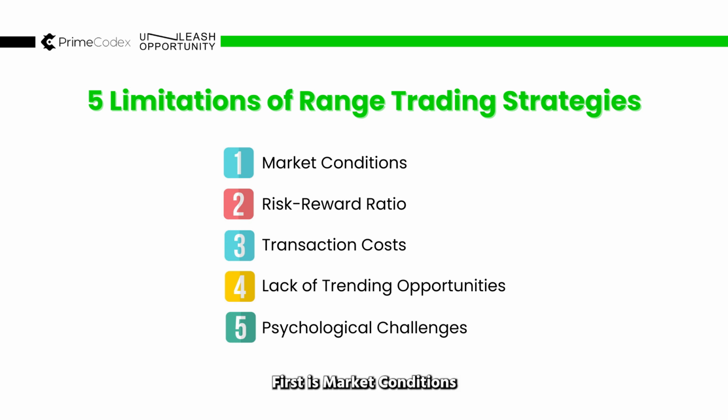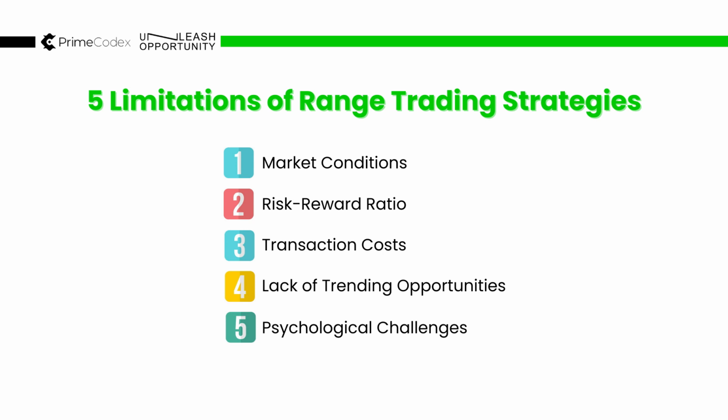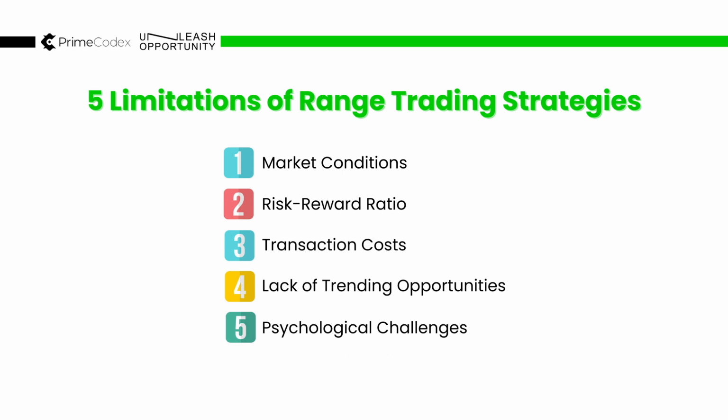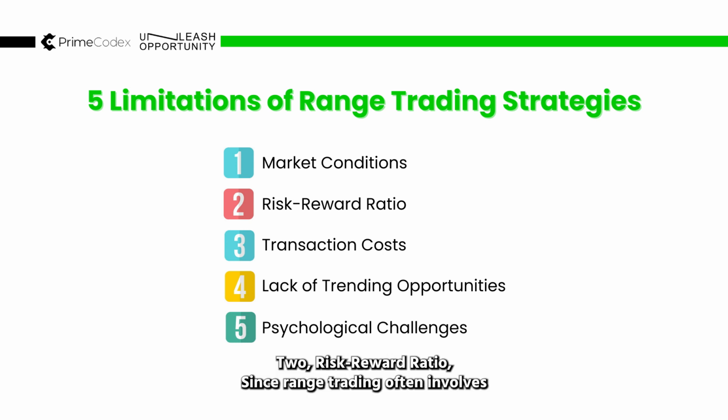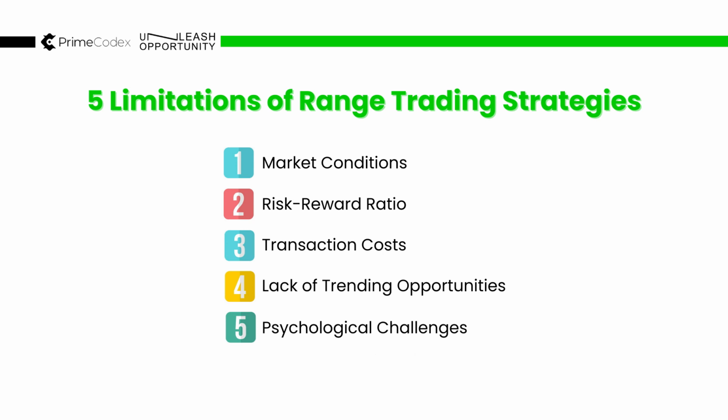First is market conditions. Range trading is most effective in stable sideways markets. In trending markets, range trading strategies can be less effective and result in missed opportunities. 2. Risk-reward ratio. Since range trading often involves smaller price movements, the risk-reward ratio of trades can be skewed. Traders may need to risk a large amount to achieve a smaller profit, which can impact overall profitability.